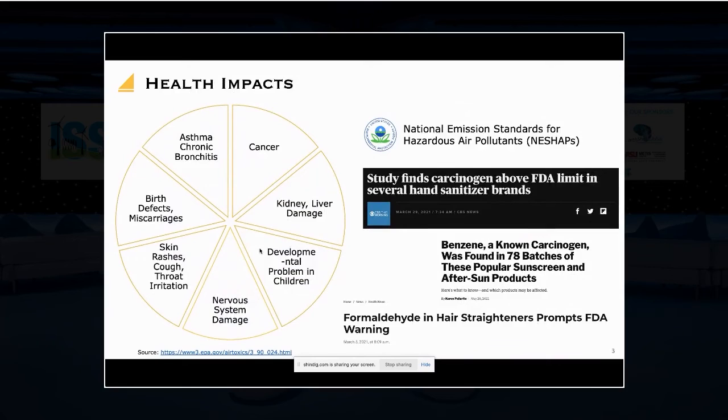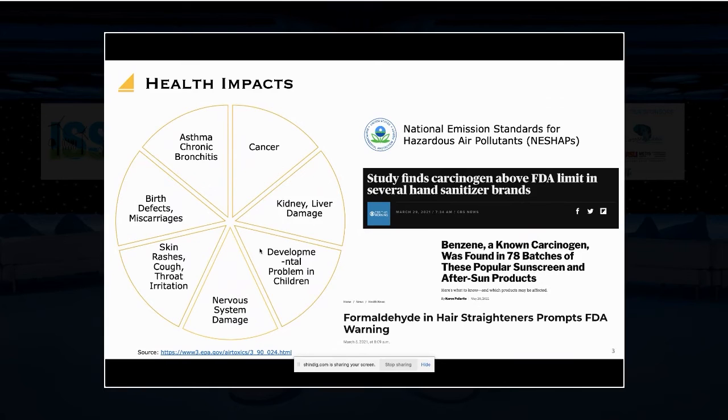The health impacts from air toxics include cancer risk and some non-cancer risks, such as kidney and liver damage, developmental problems in children, nervous system damage, and so on. To prevent these impacts, EPA has regulated the emissions of air toxics through the NESHAP, National Emission Standards for Hazardous Air Pollutants. Even though industrial facilities are the major source, air toxics still exist in our daily life, which we should really be careful about.